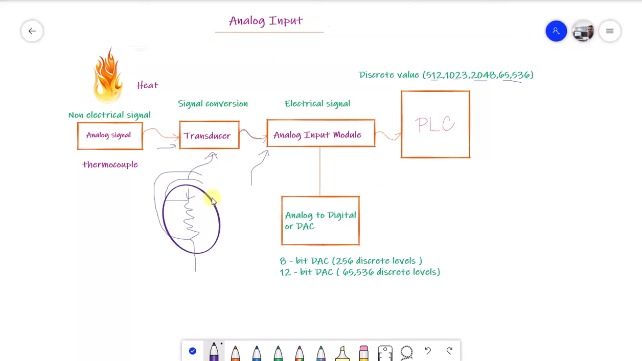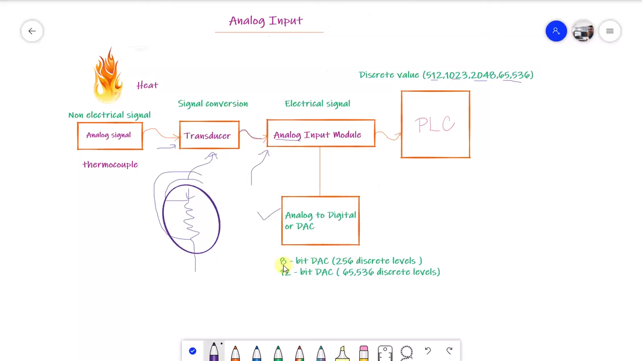Okay, if it is not exceeding the value of the analog input module, then you can connect, no problem. Or else, we will use some converters which will convert this smaller value to a value which an analog module can understand. Now, what this analog module does is convert this analog input into a digital value.